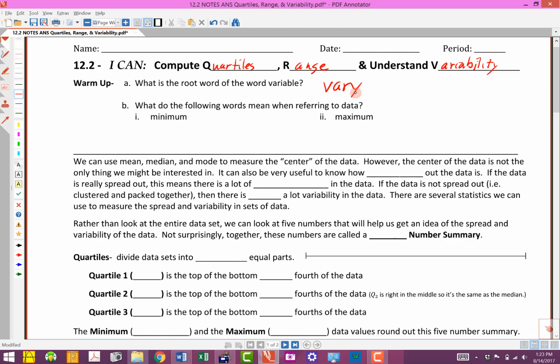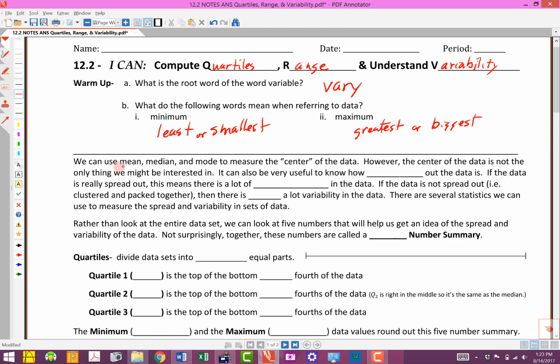And then in part B, it says, what do the following words mean when referring to data? The minimum and the maximum. So when we're talking about data, when we're talking about minimums, maybe we could call that the least or the smallest number. And when we're talking about maximum, instead of least, we'd call that maybe the greatest number, or we could call it the biggest number. That would be okay there. So minimum, that's going to be the smallest, and maximum, that's going to be the biggest.